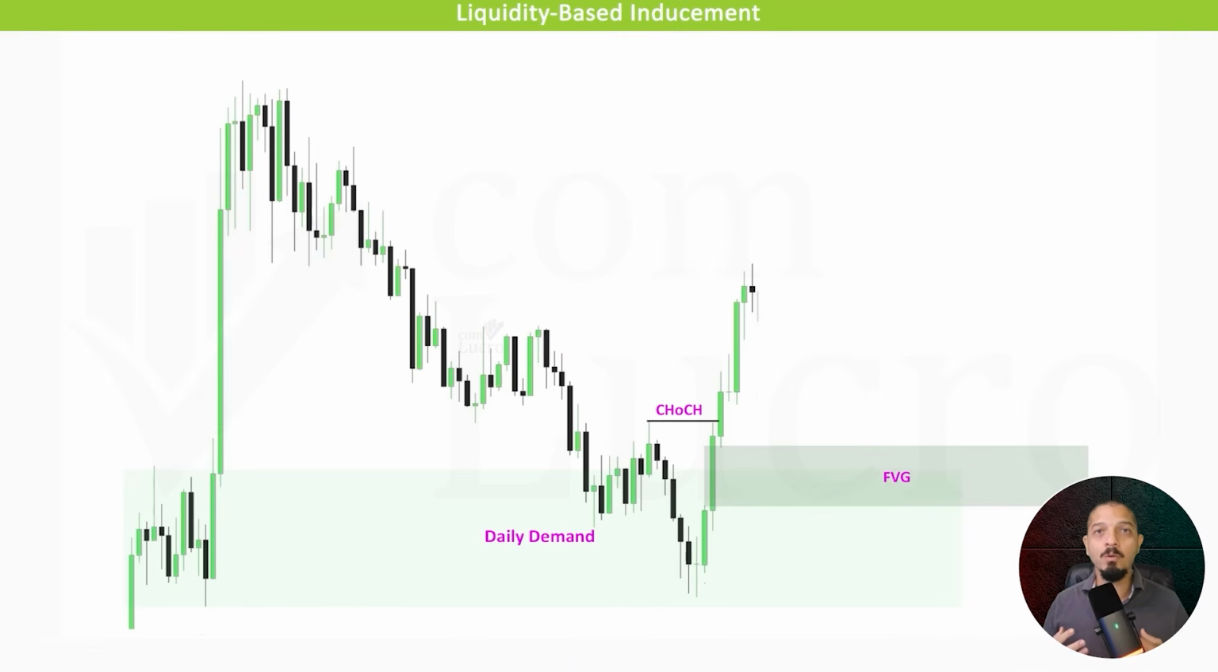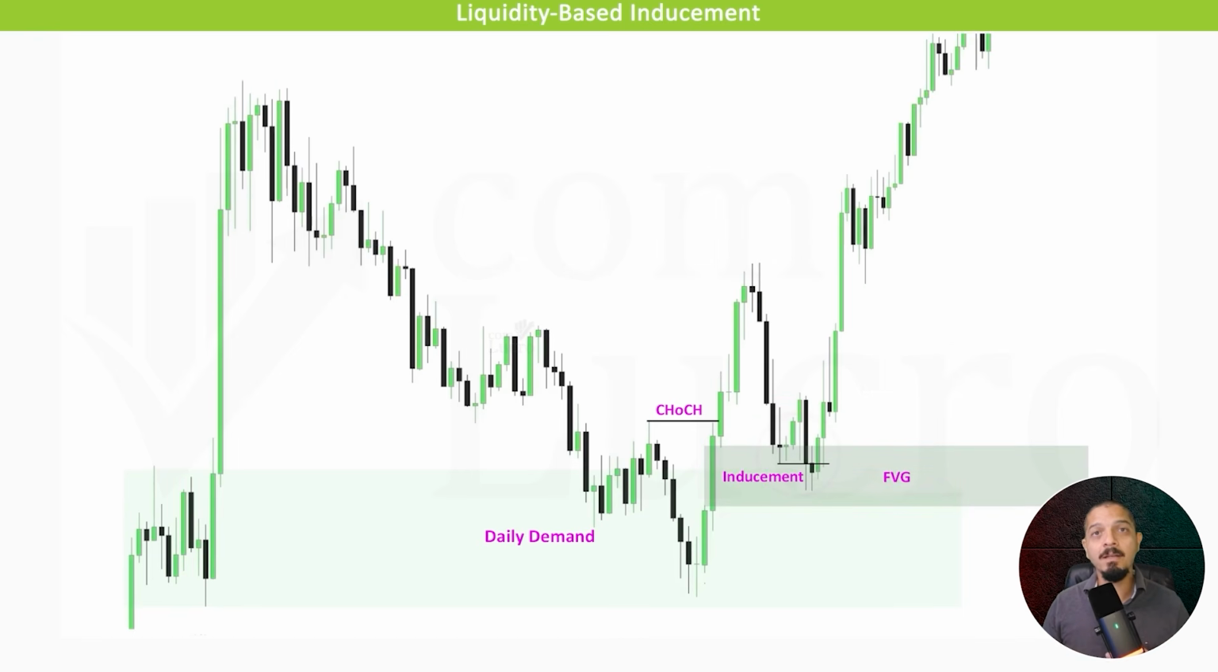Now you might wonder why price often forms an inducement right before tapping into a fair value gap. The reason is simple. If price moves directly into an FVG without inducement first, there is no liquidity. Smart money has no fuel to reverse the market. The reaction from the FVG becomes weak, and the entire setup can fail due to a lack of sellers to buy from. In simple terms, inducement is what creates the liquidity that fuels the move out of the fair value gap.